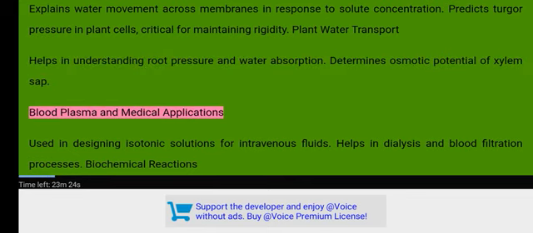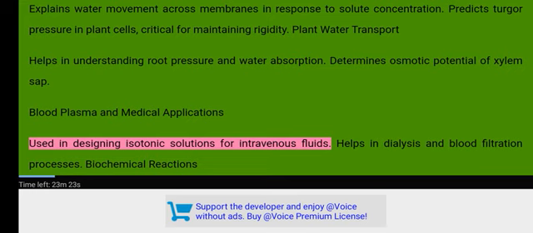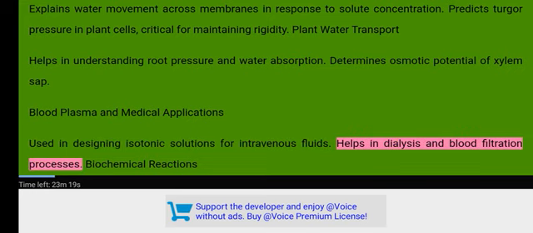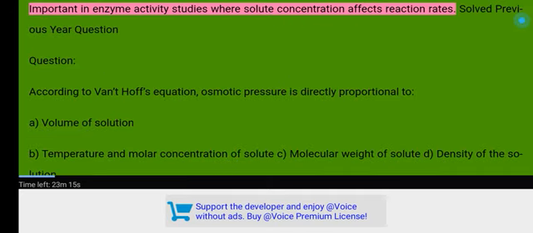Blood plasma in medical applications. Used in designing isotonic solutions for intravenous fluids. Helps in dialysis and blood filtration processes. Biochemical reactions: important in enzyme activity studies where solute concentration affects reaction rates.